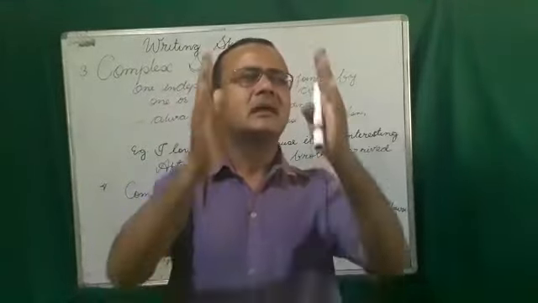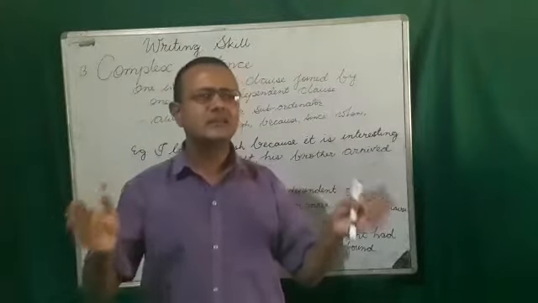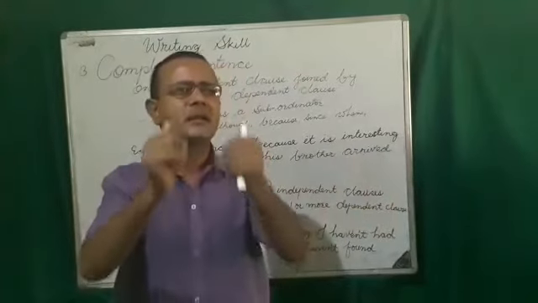There are generally four types of sentences in English. One is the simple sentence, the other one is the compound sentence, the third type is the complex sentence, and the fourth one is the compound complex sentence. Now, let's take a look at what these complex and compound complex sentences mean with examples.